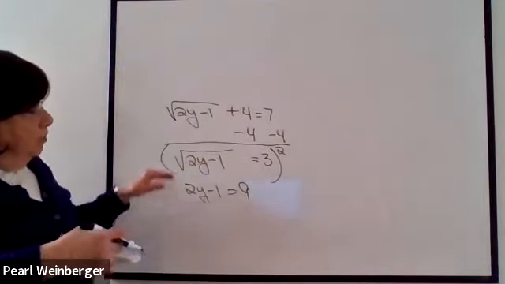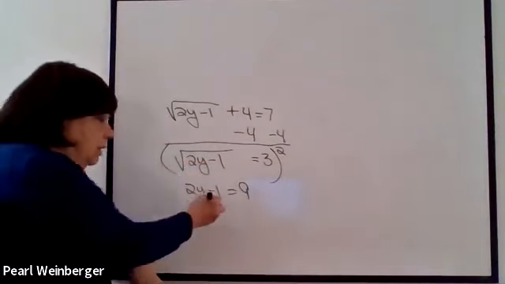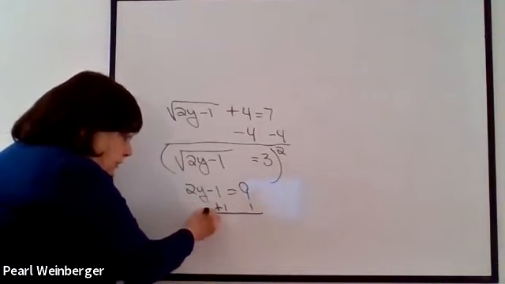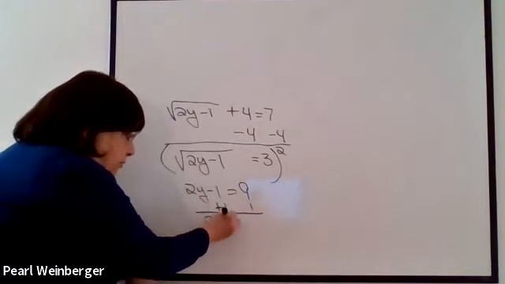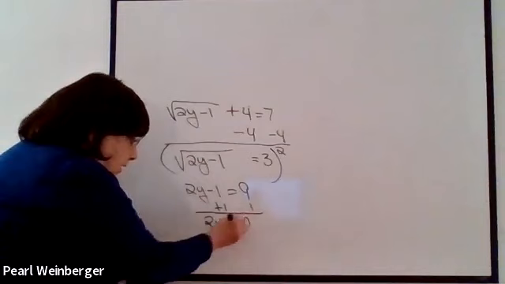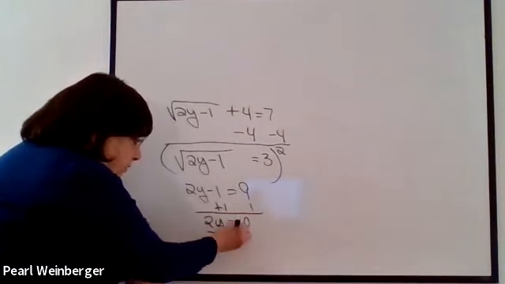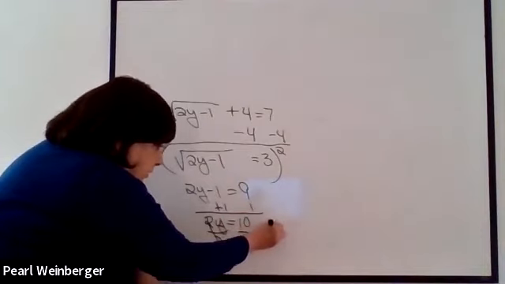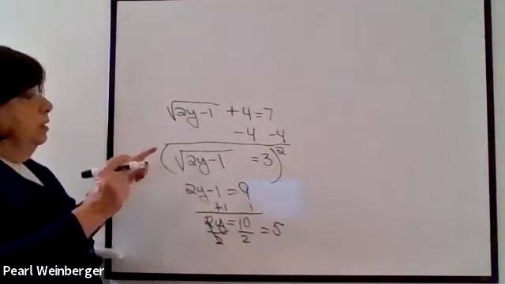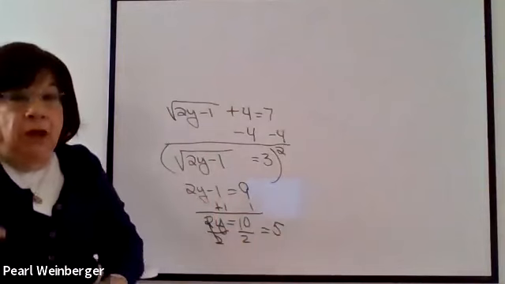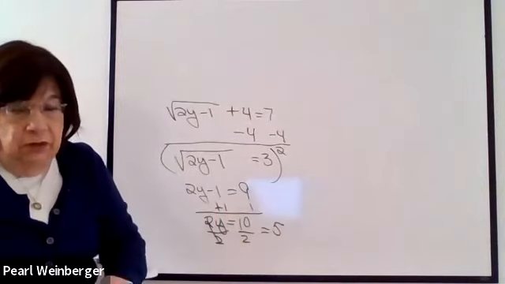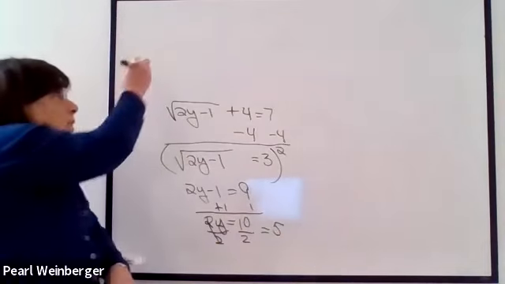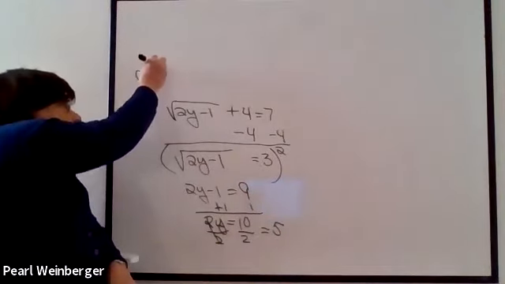But now I have a very simple equation. I'm going to solve that by adding 1 to both sides. This will give me 2y equals 10. And of course, to solve that, I just divide by 2. And my final answer is 5. I must check. I must check. Check your answer.